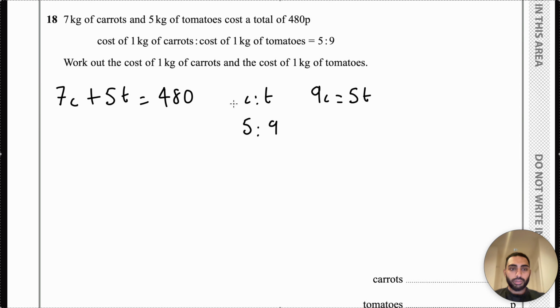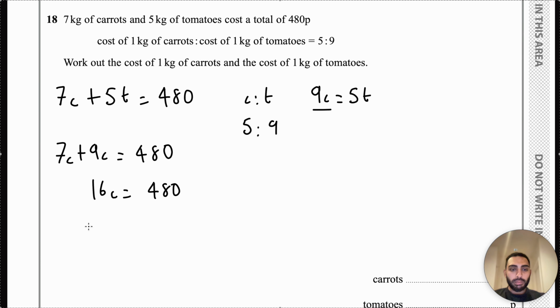First thing that I want to do is have the same variable in here. I don't want a c and a t. I want them all to be the same thing. Right now I can't solve it because there's two different letters. So I'm going to swap this 5t with 9c. So 7c plus 9c is equal to 480. Because I've got the same letter, I can solve it. 7 lots of c plus 9 lots of c is 16c is equal to 480.